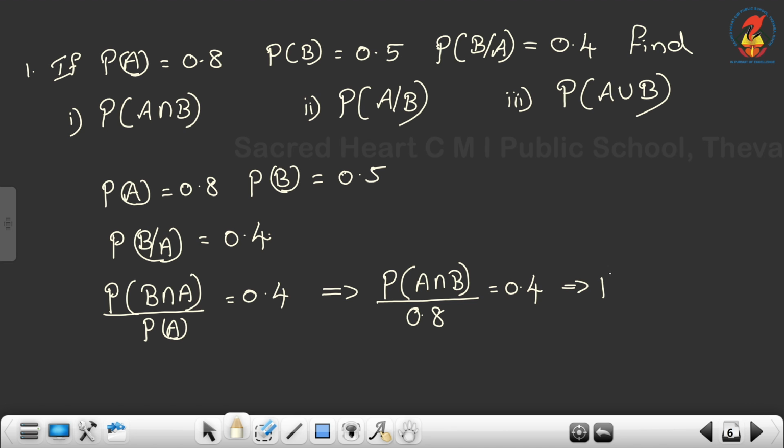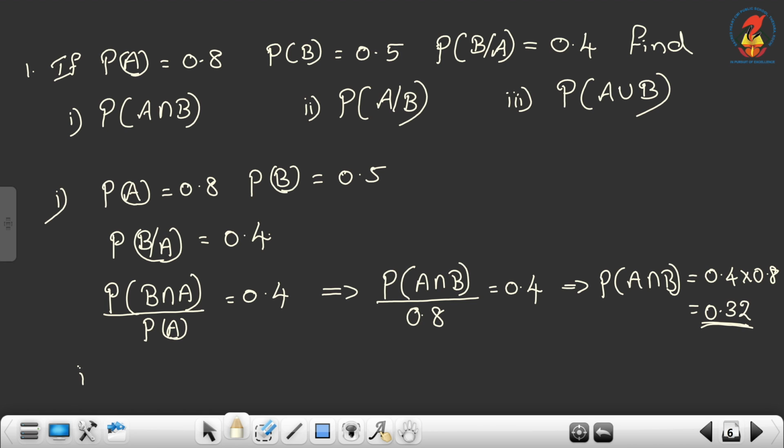So what is P of A intersection B? P of A intersection B is equal to 0.4 into 0.8. That is 0.32. That is P of A intersection B. That's the first one. Now the second one, P of A given B.